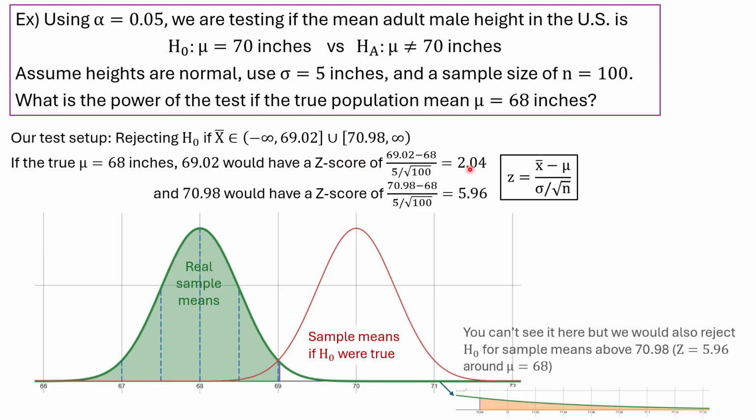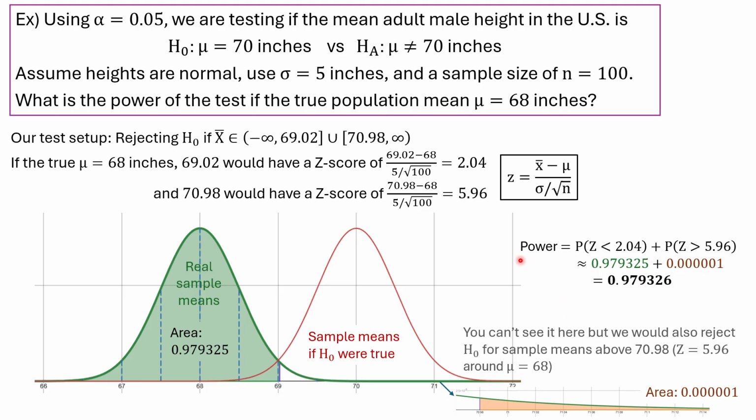69.02 has a z-score of slightly more than 2, that's 2.04, so that's why we see this cutoff here. And then also, it's hard to see, but we also have a cutoff at 5.96 standard deviations, where we would still be rejecting the null hypothesis, because remember, the null hypothesis will be rejected if mu is not 70 inches. It doesn't necessarily have to be less, it could be more. So if we have a sample mean above 70.98 inches, then we will also reject, with this adorable little area on this side on the right.